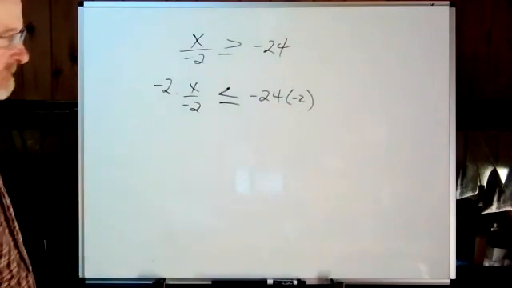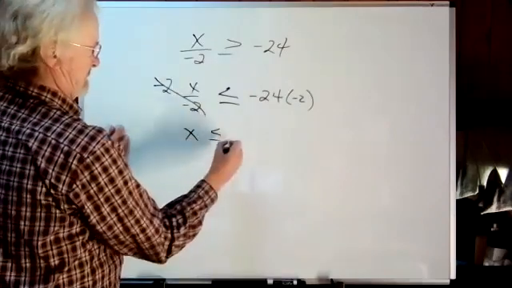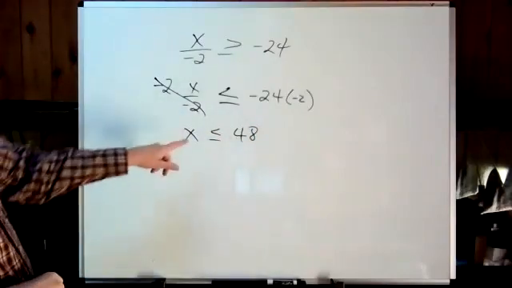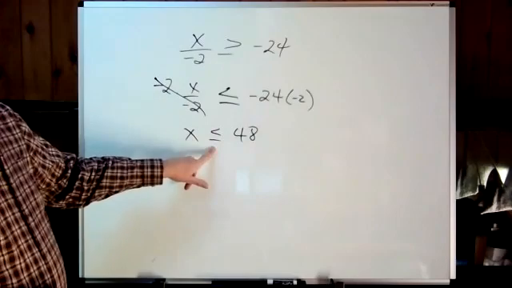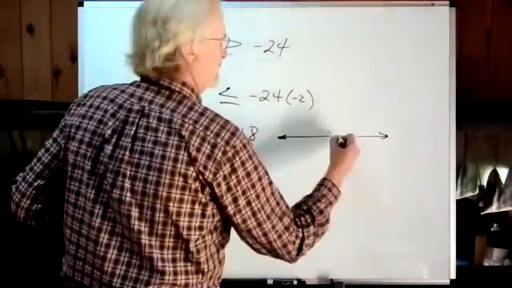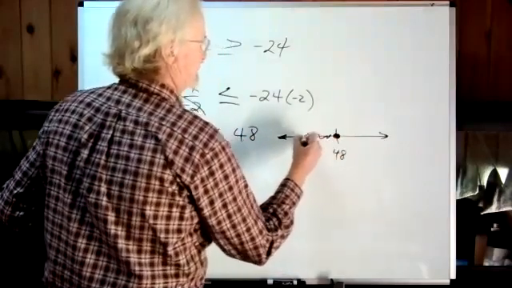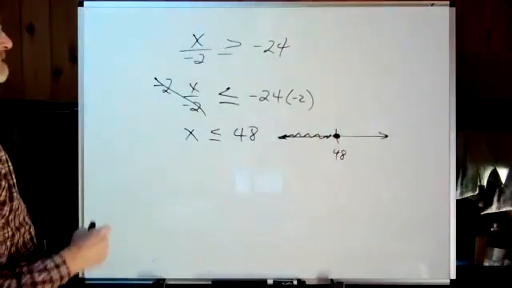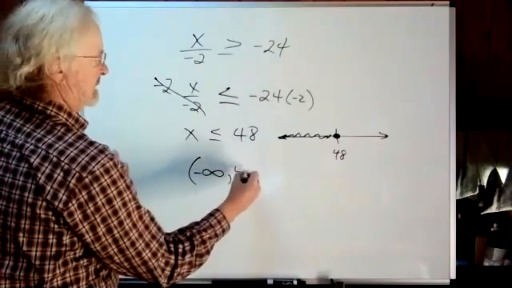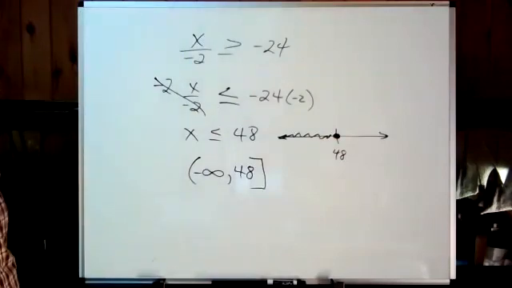Remember what to do when multiplying or dividing by a negative. So those go away, and that turns into +48. X is anything less than or equal to 48. On my number line, that would be a solid dot, still going to the left. So again, coming from -infinity, coming up to 48, but we get to include it, so we use the bracket instead of the parentheses.